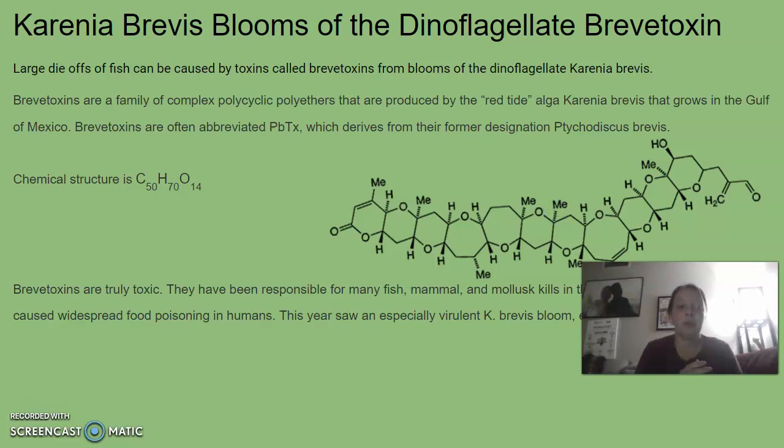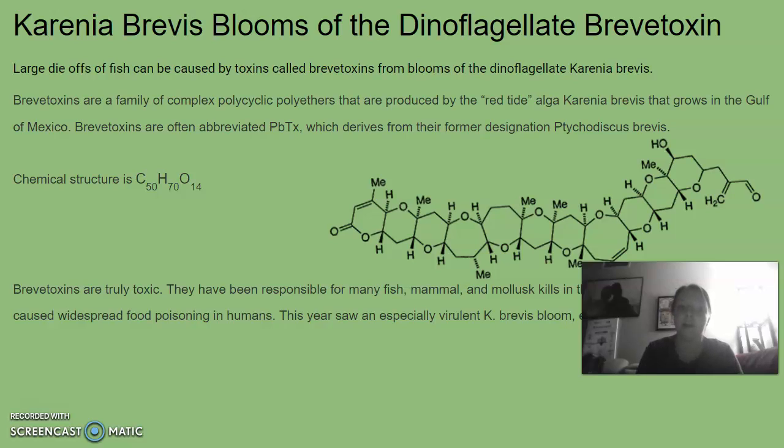So in researching the water and why our fish have died off, I have looked into the Karenia brevis blooms of the dinoflagellate, brevetoxin. So large die-offs of fish can be caused by toxins called brevetoxins from blooms of the dinoflagellate Karenia brevis. Brevetoxins are a family of complex polycyclic polyethers that are produced by the red tide algae Karenia brevis that grows in the Gulf of Mexico.